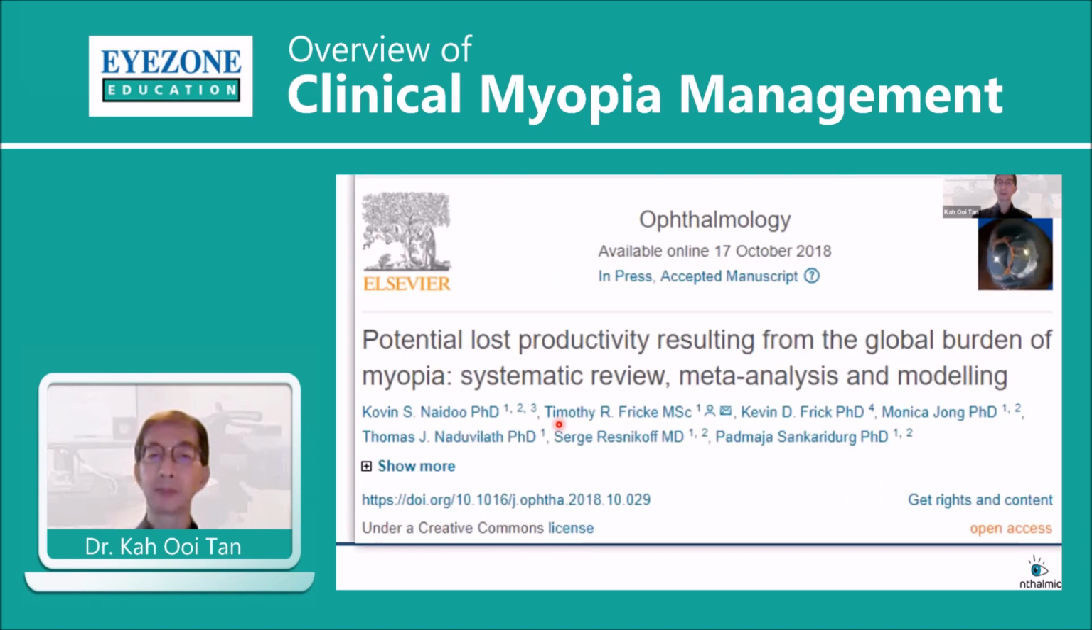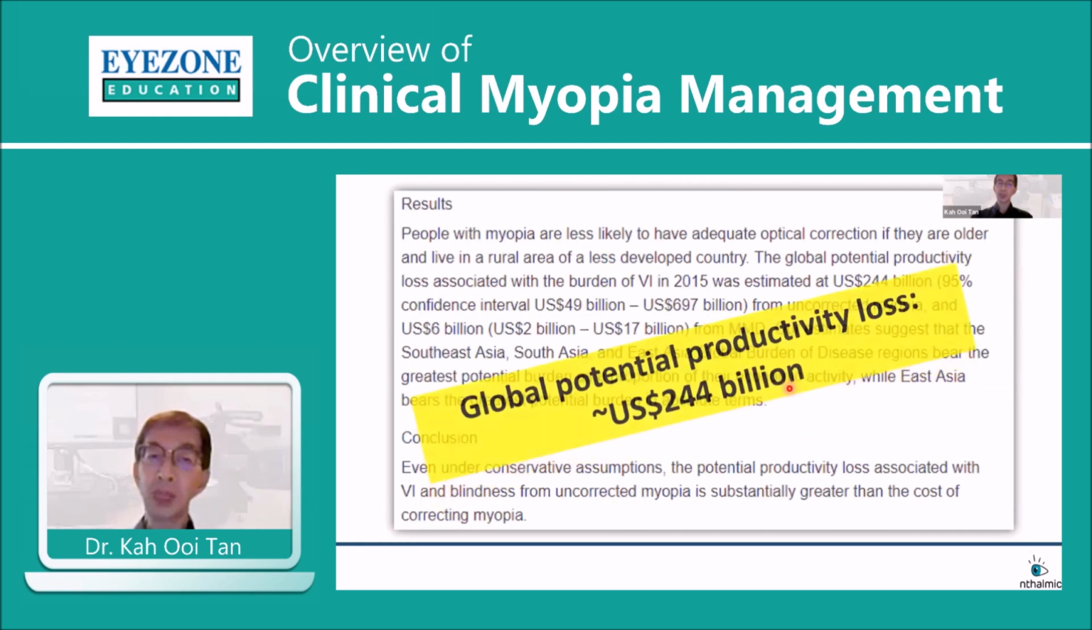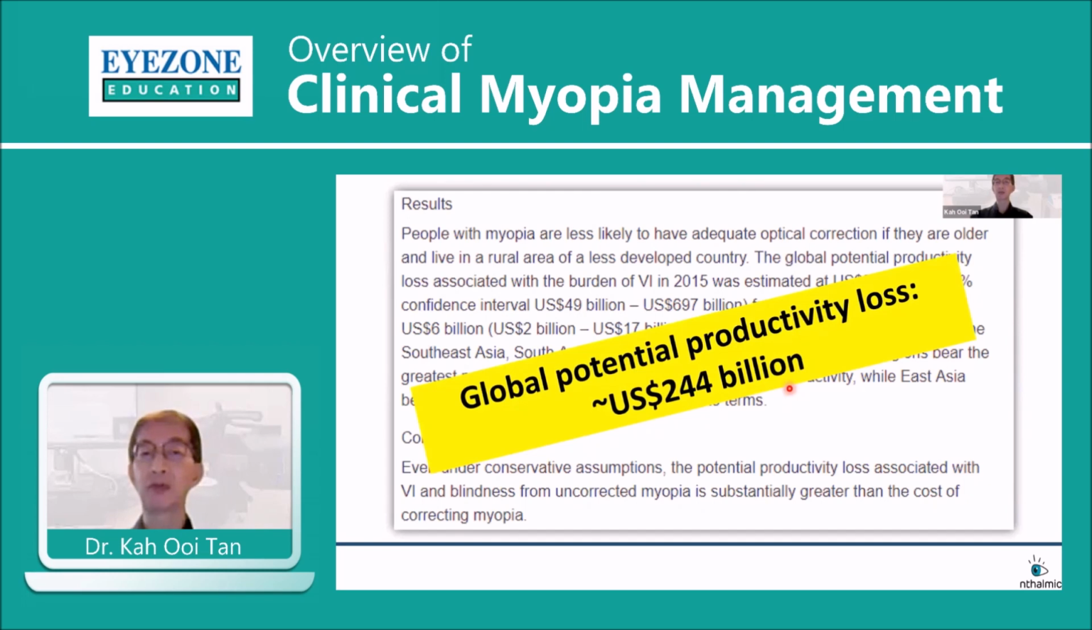So this paper highlights the importance of the myopia burden, and we all should do something about it. And in 2018 and recently in 2020, Professor Kovin Naidoo also presented a paper about the loss of productivity resulting from the global myopia burden. The impact can be as high as $244 billion US.